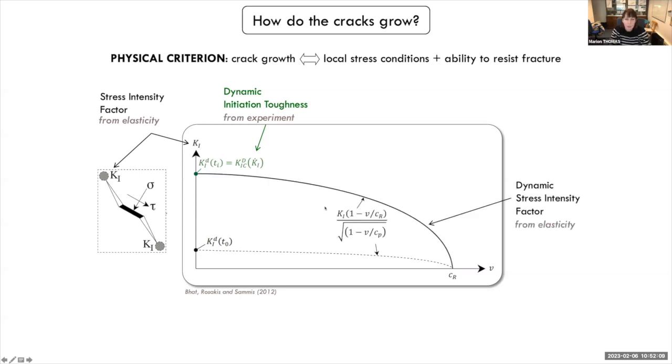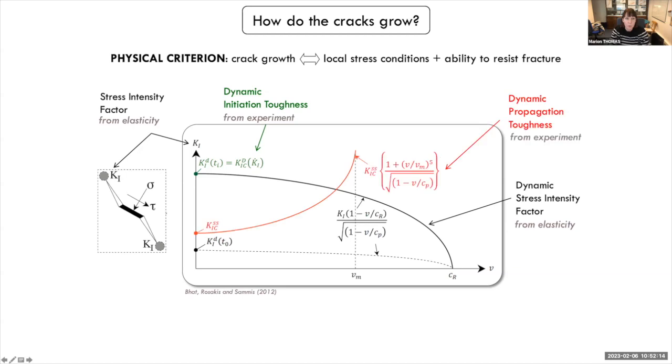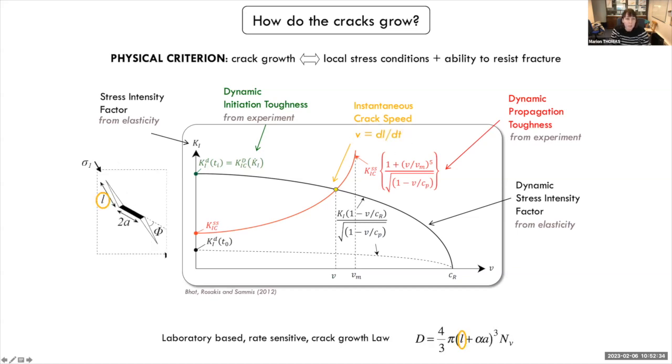And we are solving the following equation. We want the stress intensity factor to be equal to the propagation toughness. And when those two curves are meeting, that's the equation we are solving. We are getting the crack speed because the dynamic propagation toughness depends on the crack speed. And the crack speed is just dl, which is the length of your new crack, over dt. So that's effectively how I'm defining the new length of my cracks by solving this equation. So I'm getting a new D.